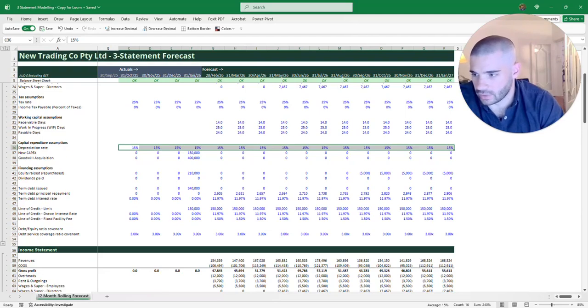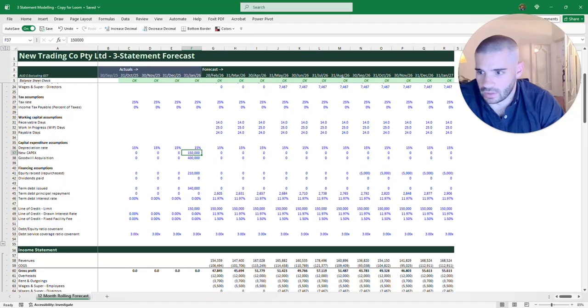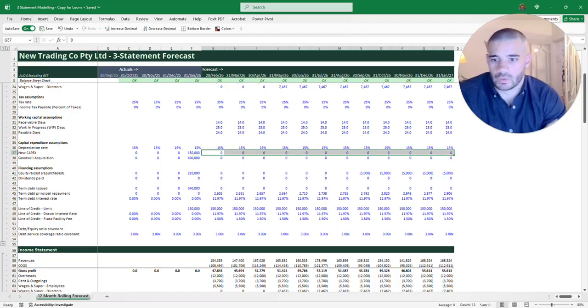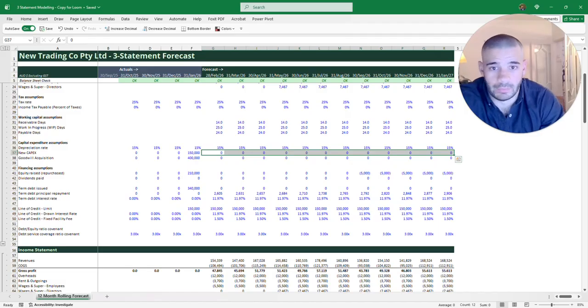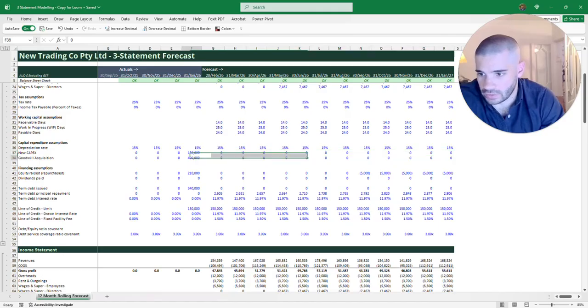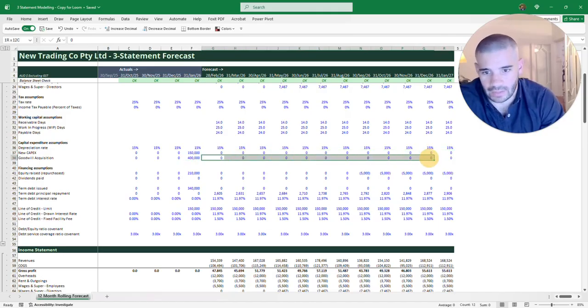New CapEx. CapEx is capital expenditure. In this scenario here, we're buying a business, right? So when we buy the business at the start, it's 150 grand worth of trucks and plant and equipment, and we're not actually investing in any more new equipment throughout this forecast period, but we might in the future. And then goodwill on acquisition, that's just the balance of the business purchase. You would only ever have this in there if you were buying a business.